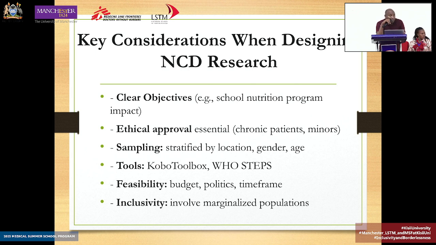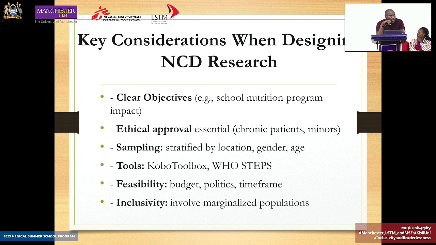Aspects of sampling are very important, stratified by location, gender, and age. Issues of sampling procedures, sample size, and all that have to be very key, because if you don't sample well, whatever you get from the field can be biased. And remember, we say that the findings that you get from the field should be generalized. So if you don't sample well, the results can be biased. And if they are biased, the interventions will be biased. So you have to be very keen when doing that.